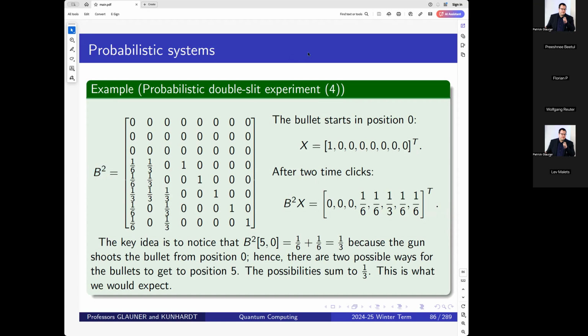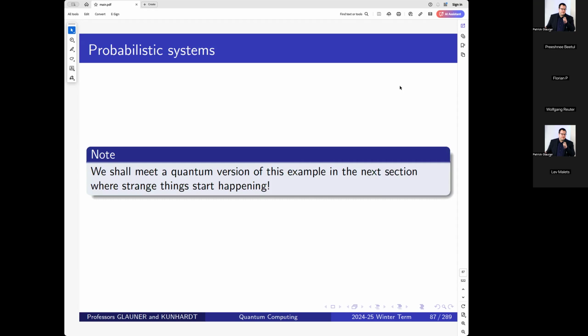And if you continue like you do B cubed, B to the 4, this will not change anymore. So the note in the comment here is right, because the experiment is over and we have these ones in the diagonal. But this is not a doubly stochastic matrix. Don't forget this. It's just a simplification because the double slit experiment that we will witness later, or probably next week, is a quantum experiment. Here we've only simplified it to look at a probabilistic experiment. So we will see this very soon.